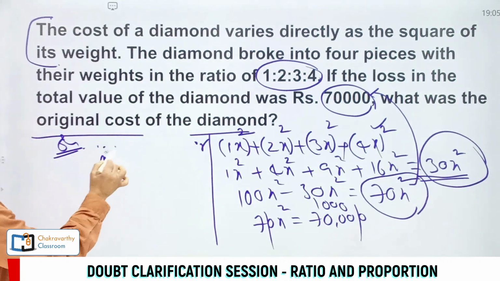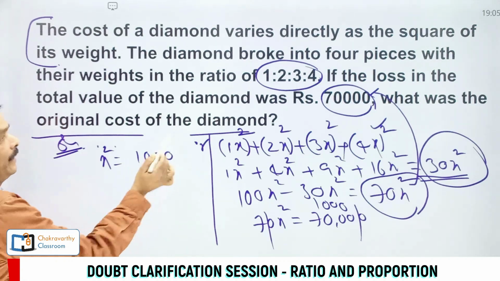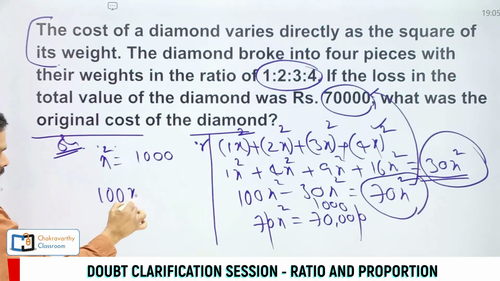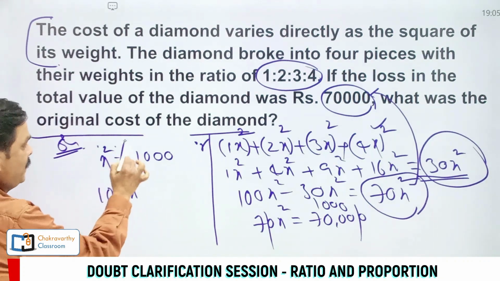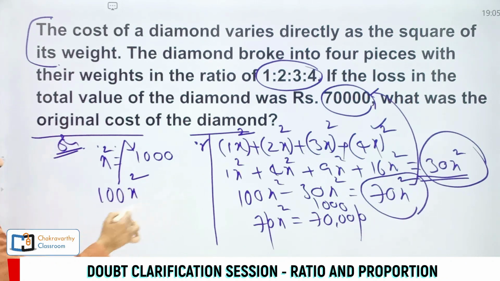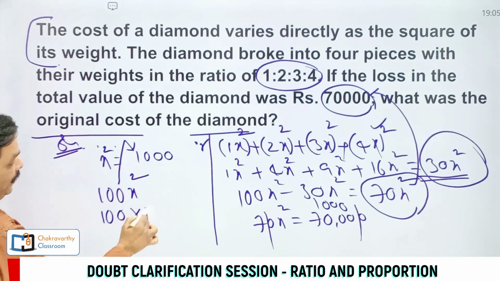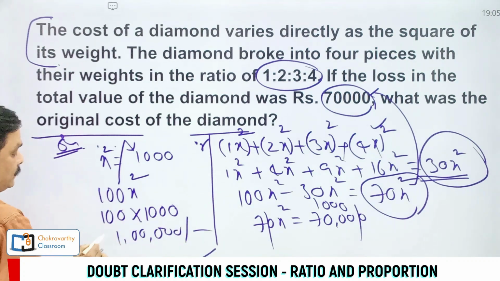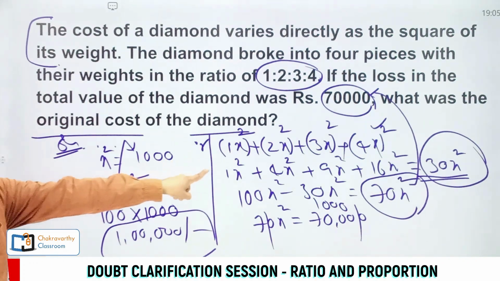Now here x square is equal to 1000 and the original cost I've found out as 100x square, isn't it? Now obviously the cost will be 100 into x square, which is 100 into 1000, that is my answer. Simple. So that is 1 lakh. 1 lakh is the right answer. How simple, students, right? This is as per algebra.